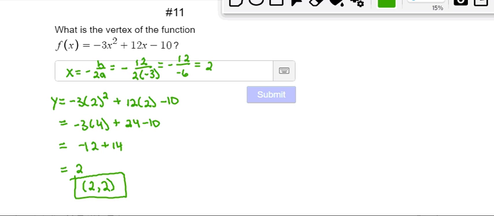All right, now the other way we could have done this is if we complete the square. We're looking at negative 3x squared plus 12x minus 10, set that equal to 0. Now I'm going to divide everything by a. So dividing by negative 3, that gives us x squared minus 4x plus 10 thirds equals 0.